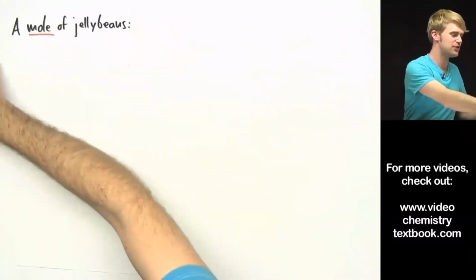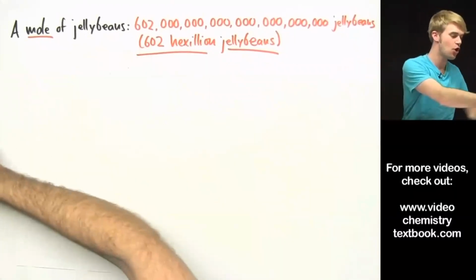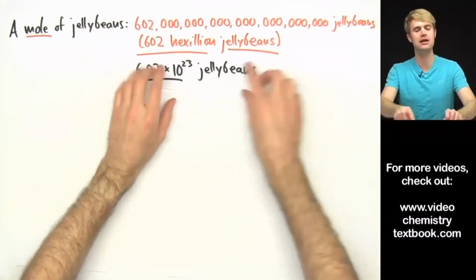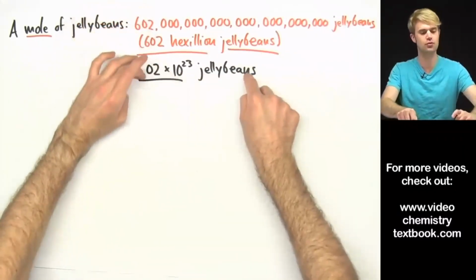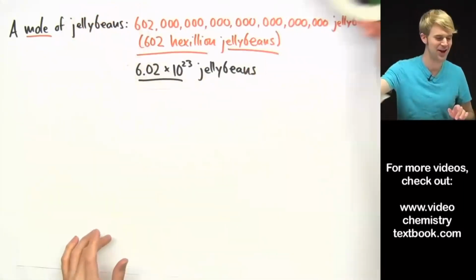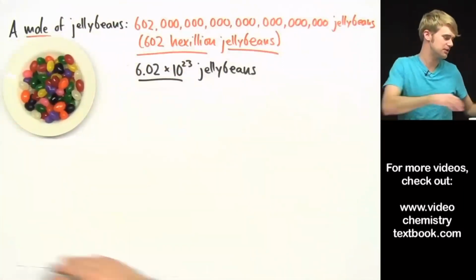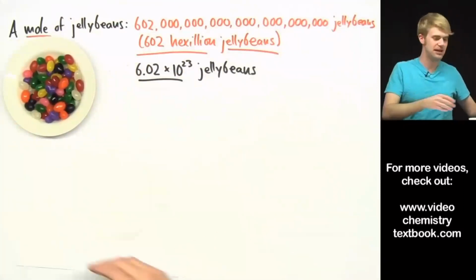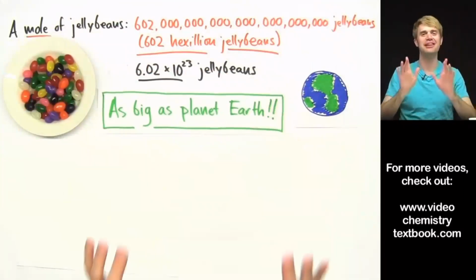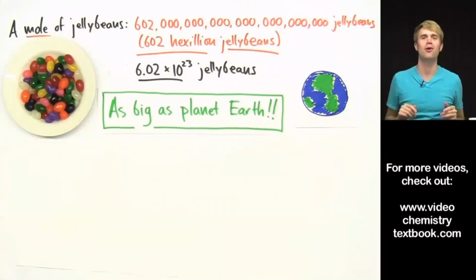So let's think about this bowl of jelly beans that we talked about earlier, 602 hexillion jelly beans, which you know now we can abbreviate as 6.02 times 10 to the 23rd jelly beans. These are all just three ways of writing the same number. Okay. If you had 602 hexillion jelly beans, that would be as large as the entire planet Earth. A mole of jelly beans would be as big as the planet Earth.